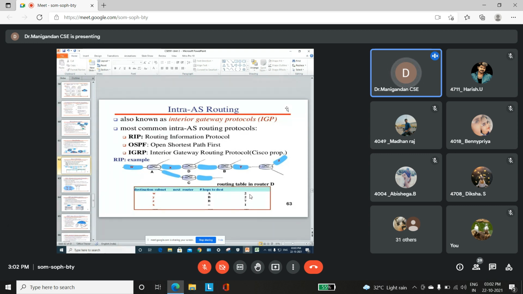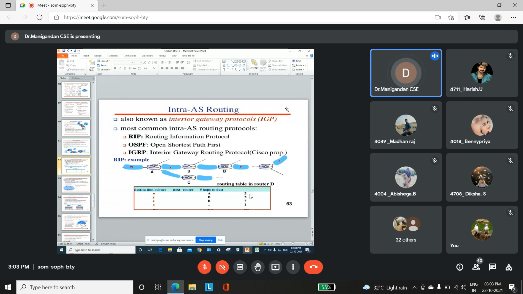Using RIP, W, X, Y, and Z are nodes, and A, B, C, D, and E are routers. We travel from one router to another router, assigned for a subnet. Router W is connected to A. From Y, consider which node is connected: the previous node is B, and then the next will be a router.